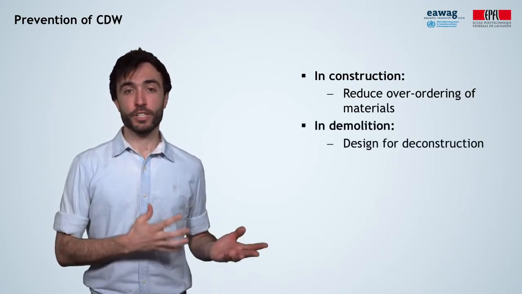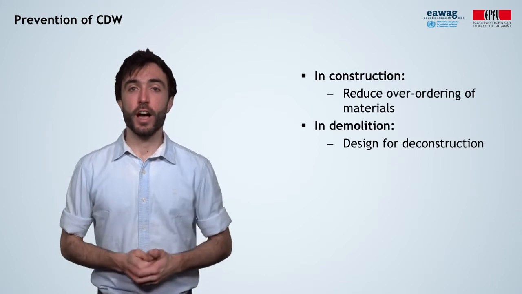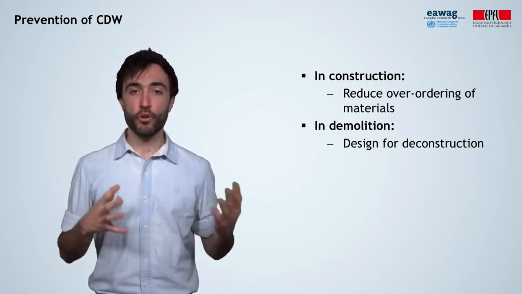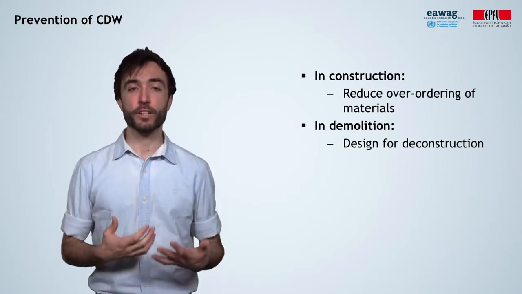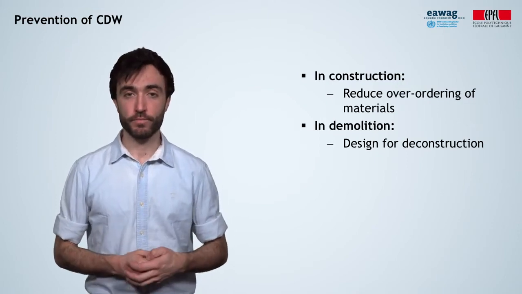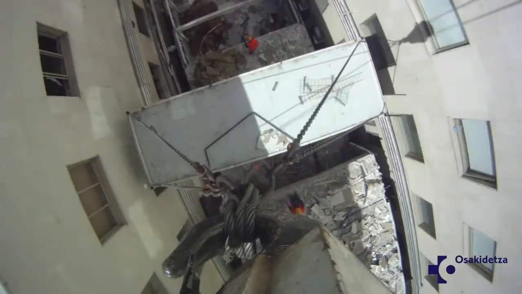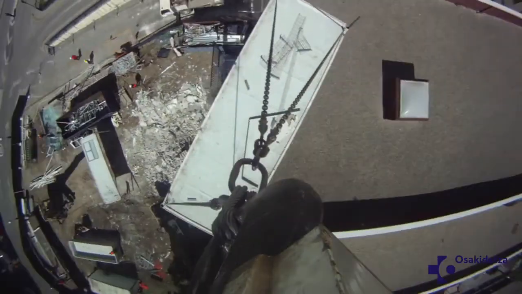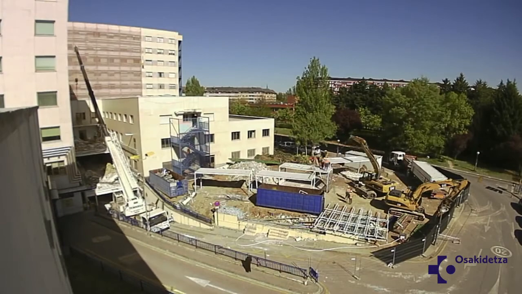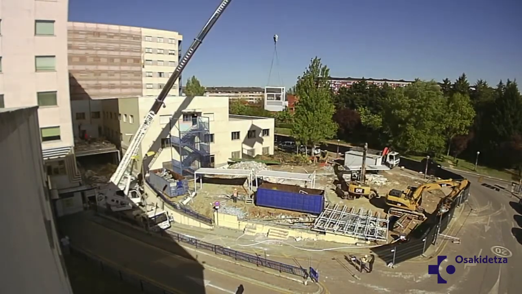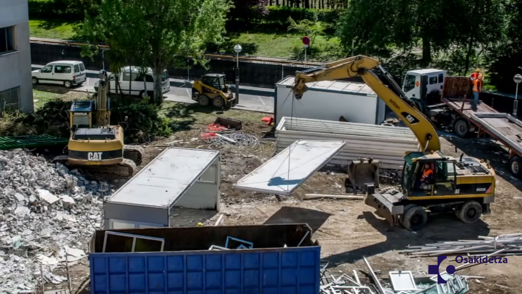When buildings are designed for deconstruction at the end of their life cycle, more components can be reused and it prevents a lot of demolition waste. For instance, here we see the deconstruction of a modular building, where the different modules can be dismantled and their parts stored for further use.